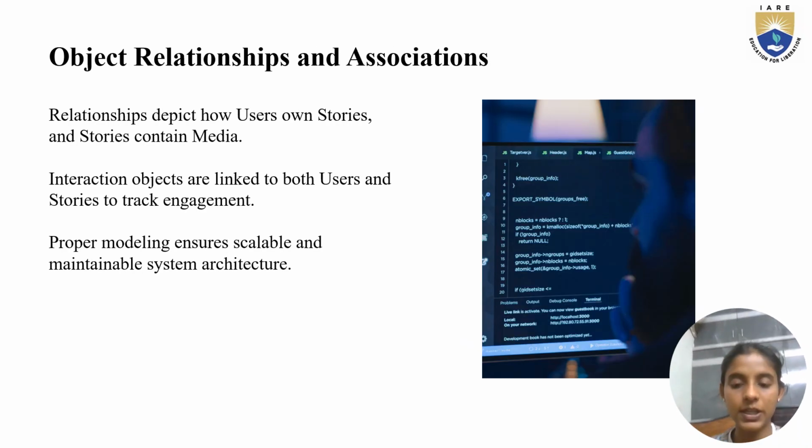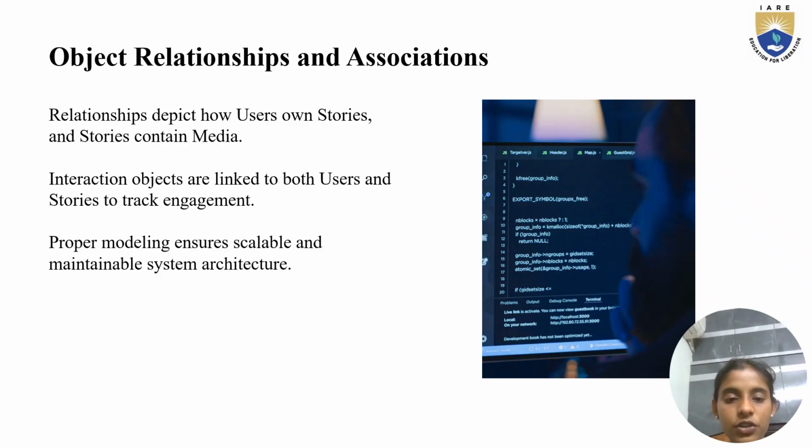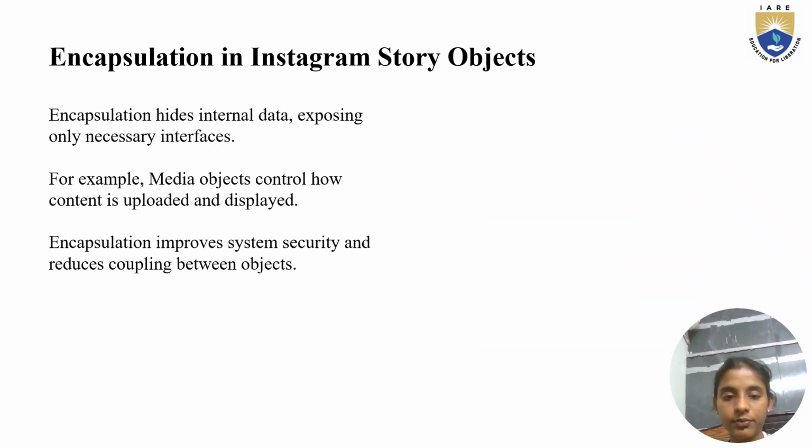Object relationships and associations. Relationships depict how users own stories and stories contain media. Interaction objects are linked to both users and stories to track engagement. Proper modeling ensures scalable and maintainable system architecture.